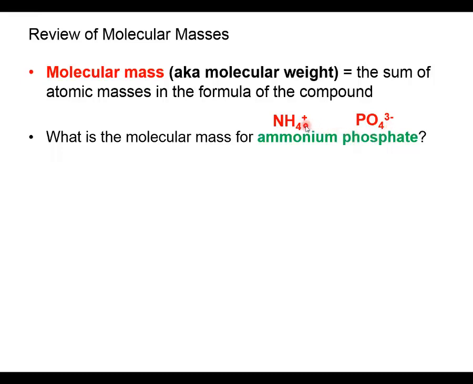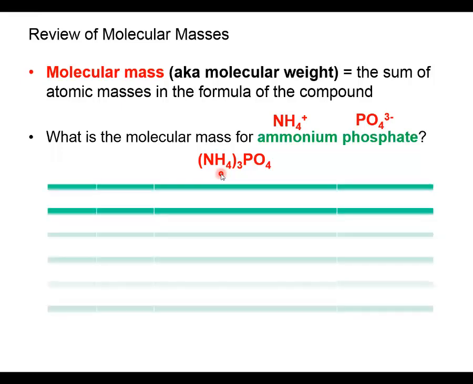Since the charges are not balanced yet, I'm going to need 3 ammonium cations to balance the charge on the 1 phosphate anion, so that I'll have a +3 overall with that -3. So I write this with the ammonium cation in brackets, NH4, brackets with a subscript 3 after it, followed by phosphate, so I have ammonium phosphate. Once I have the correct formula, it's very important I have the right formula so I can find the right molecular mass and then molar mass.